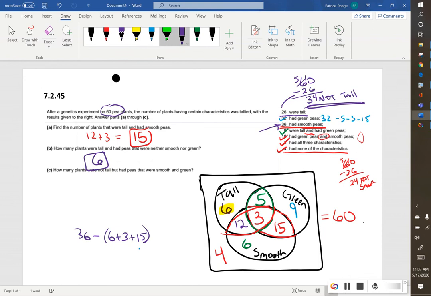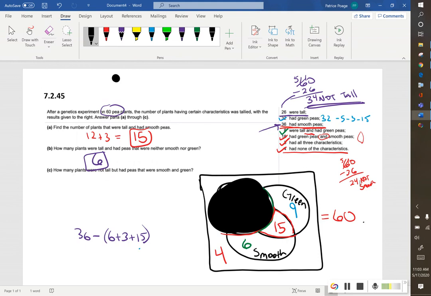Alright. And then how many plants were not tall? Okay, so if it's not tall, I'm going to cover up the tall circle. But had peas that were smooth and green. So if they were smooth and green, that'd be those 15 right there.